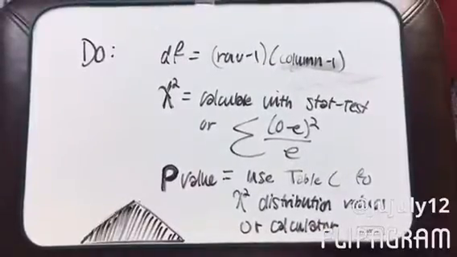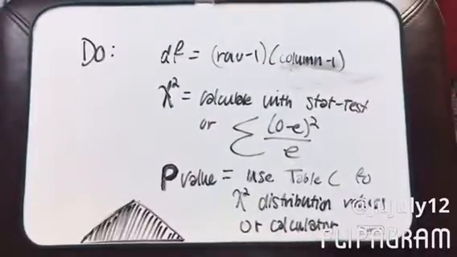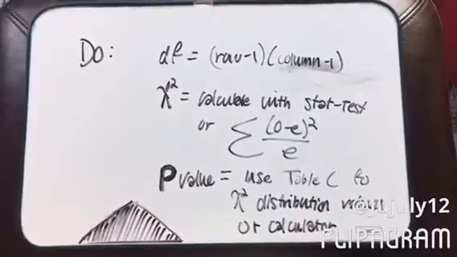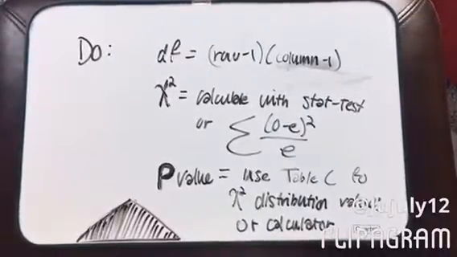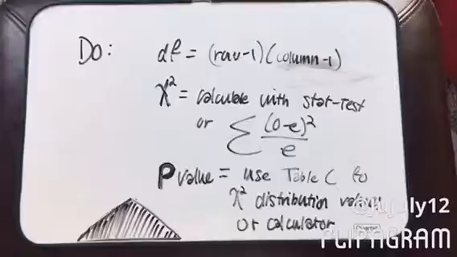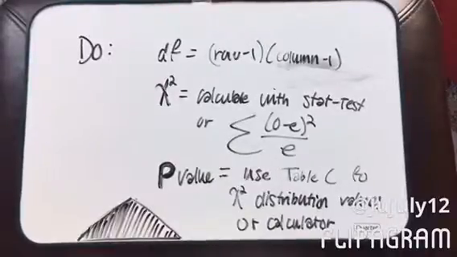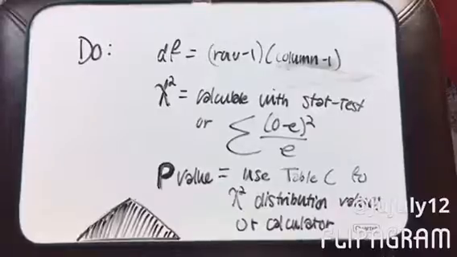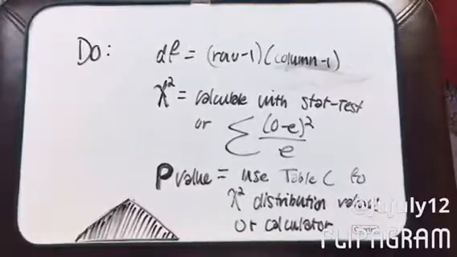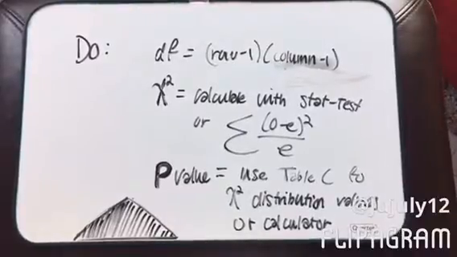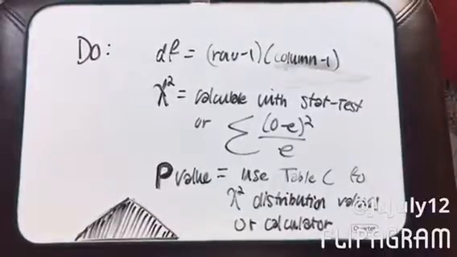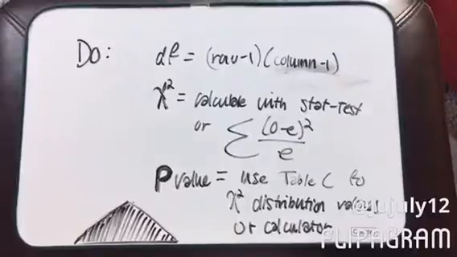To get full points on the do section, you need degrees of freedom, a test statistic, and a p-value. To find the degrees of freedom, you need to multiply the amount of rows minus 1 times the amount of columns minus 1. For your test statistic, you can either use the equation observed minus expected squared over expected, or calculate it with your calculator. To find the p-value, you can use table C, or also use your calculator.